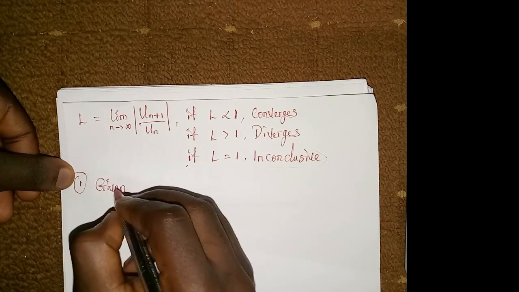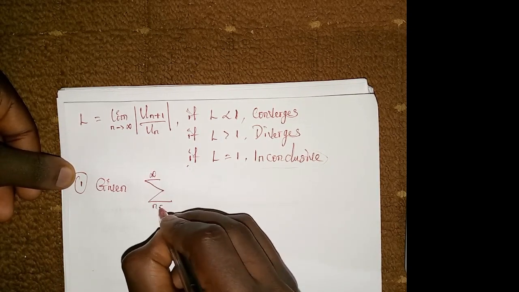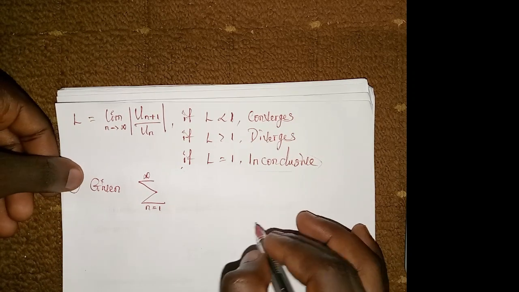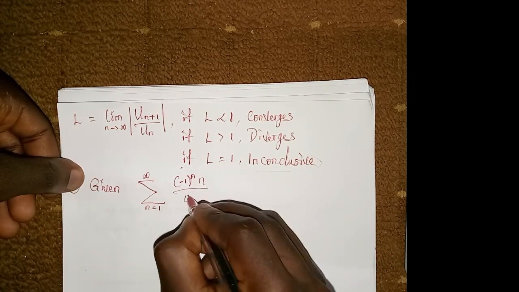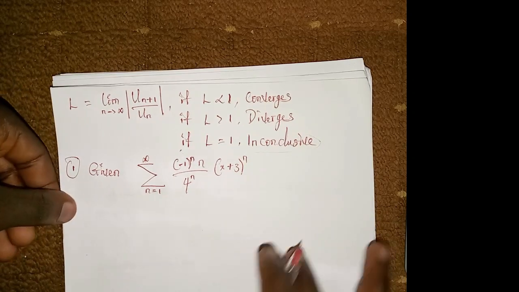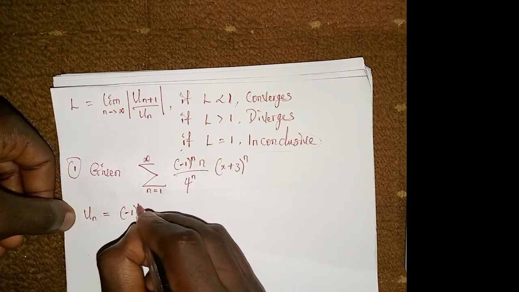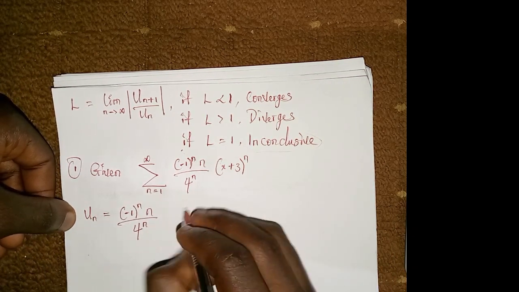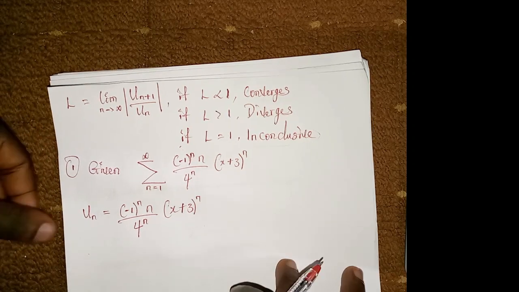Given the infinite series as the summation of n equals 1 to infinity of negative 1 raised to the power of n over 4 raised to the power of n of x plus 3 raised to the power of n. Now remember, we're making use of the ratio test, so we proceed by saying u sub n is equal to negative 1 raised to the power of n divided by 4 raised to the power of n of x plus 3 raised to the power of n, which is for u sub n.